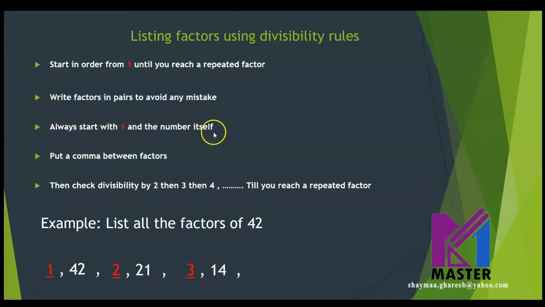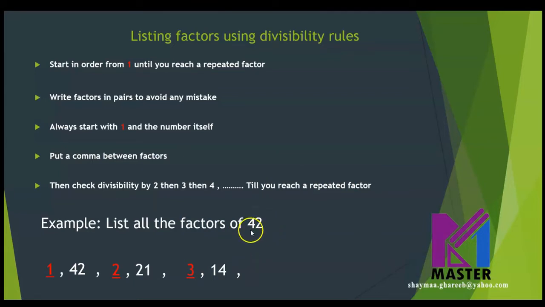Always start with 1 and the number itself. Write factors in pairs. Why do I ask you to write factors in pairs? Because this is the best way to minimize the error. Because I don't want anyone to forget to write one of the factors. Because if you forget to write any of the factors, you will lose the mark. So keep them in pairs at the beginning until you get all the factors. Is this clear?